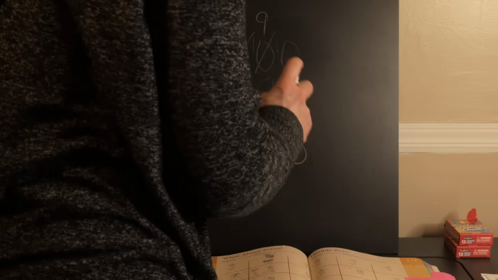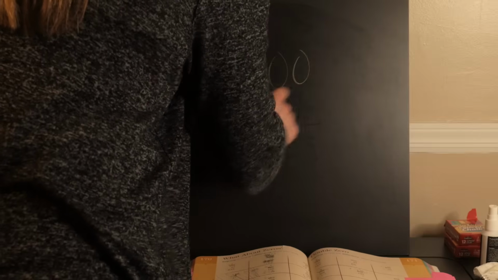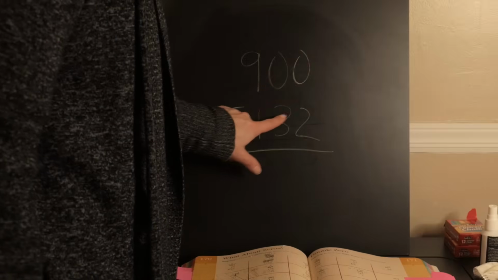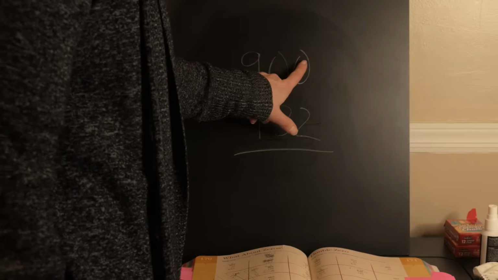Let's do another one of these because I know it's just one of those things that has to stick in our memory. All right, we have a 900, again we have double zeros, minus 132. So you tell me what to do first.